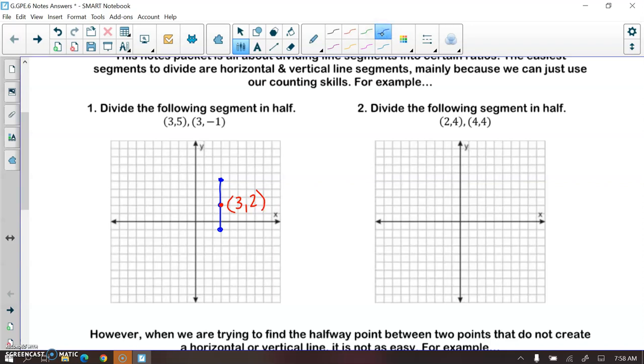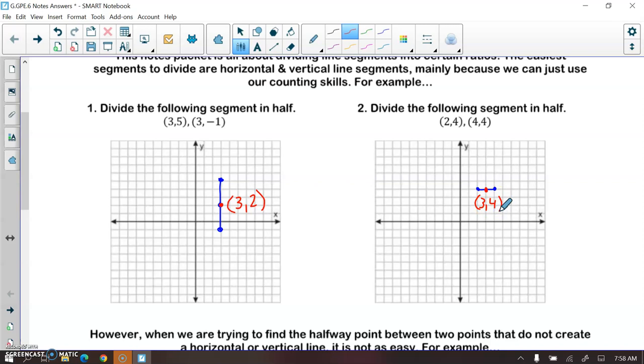For the next one, if I asked you to divide the following segment in half, (2, 4) and (4, 4), that's this segment right here. This is a horizontal line segment. Same thing, it's 2 units long because I can just use my counting skills, and 2 divided by 2 is 1, so the halfway point would be 1 unit away from either one of the endpoints. And so your midpoint, or your halfway point, would be (3, 4).